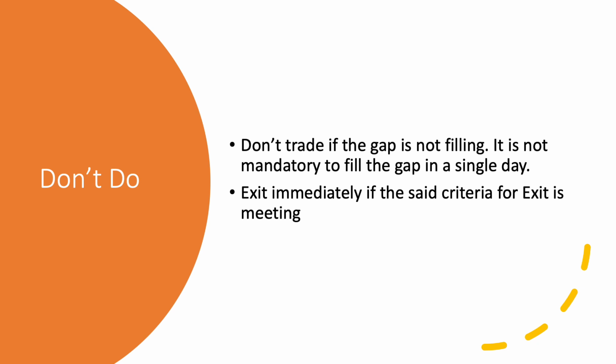Exit immediately if the set criteria for exit is met. As I said, there is an exit criteria I told for each gap up and gap down, right? So follow that strictly. Don't hold this trade. This is very simple. Try this. You can do some paper trading with these conditions and see if it is effective or not, because as per experts, this is working in the market.